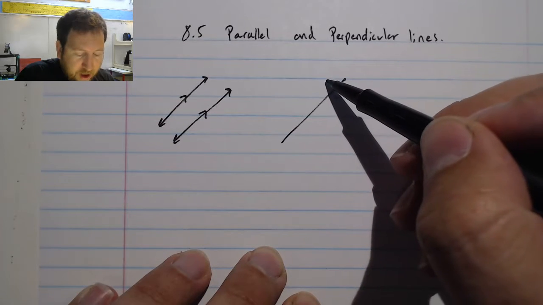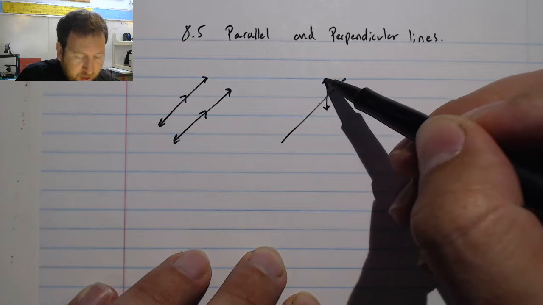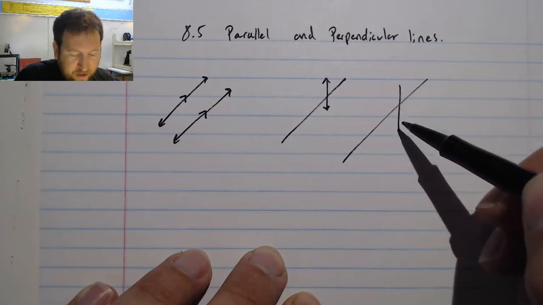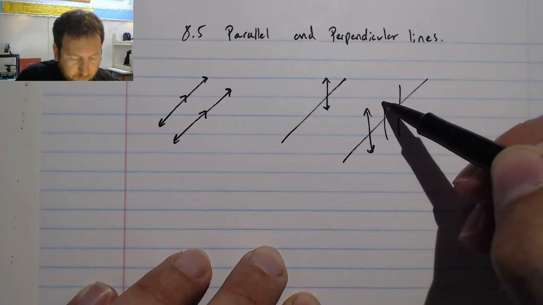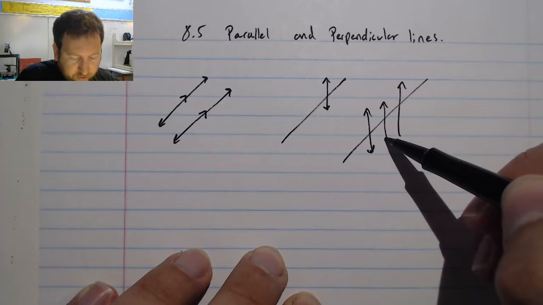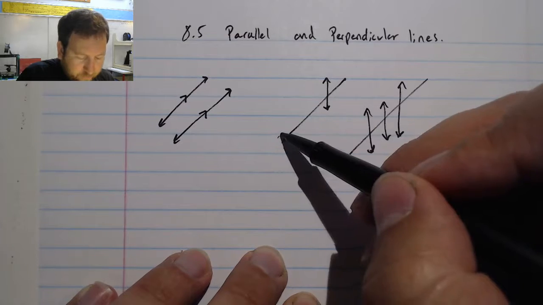Intersecting lines are every other possible set of lines that you can think of. There can be as many lines on that line. Those look a little parallel, but it wasn't intentional.